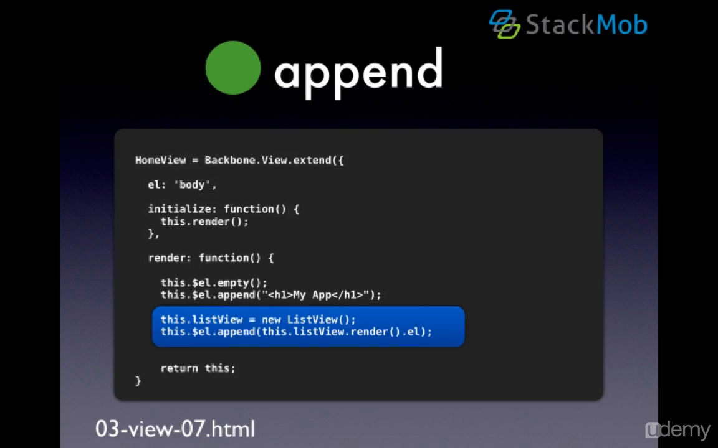Now let's go to our final example, and this is where we combine everything. In view 07, what we've done is we've asked our home view to create a new list view inside of the render method and append that to the body element for us. And you'll notice inside of the append method we have this .list view, .render, .element. So that's where that chaining comes into place. That's where we're returning this, and that's how we're able to then grab the element from the list view after we call the render method all in one single line of code.